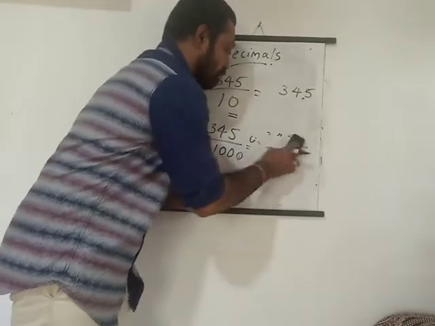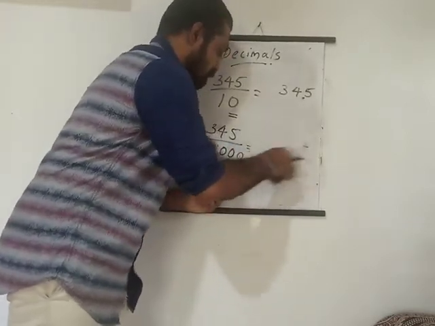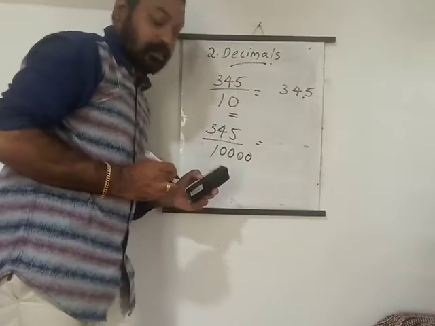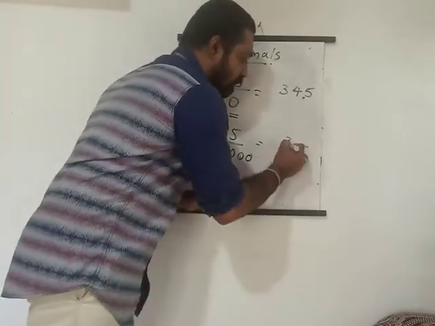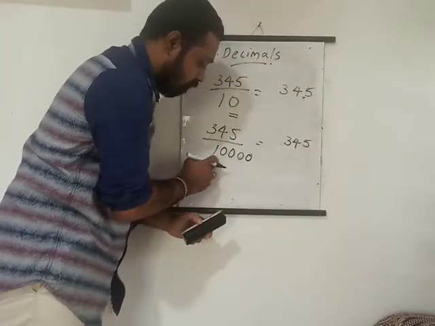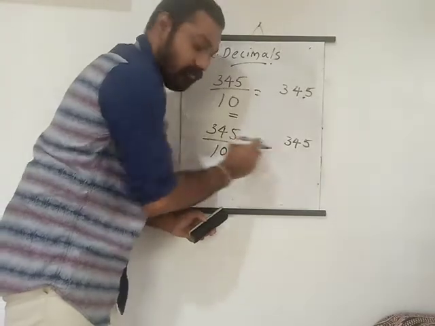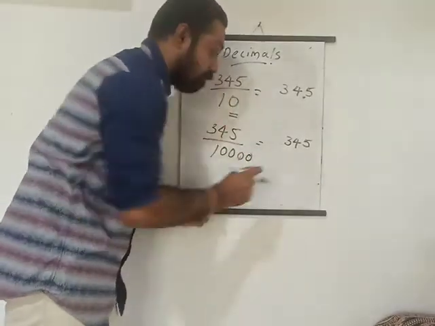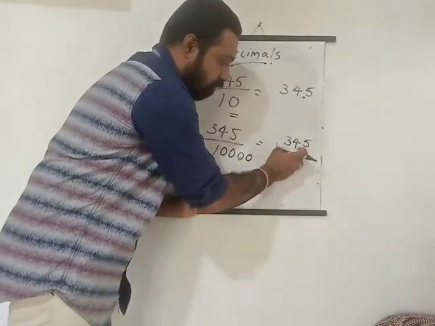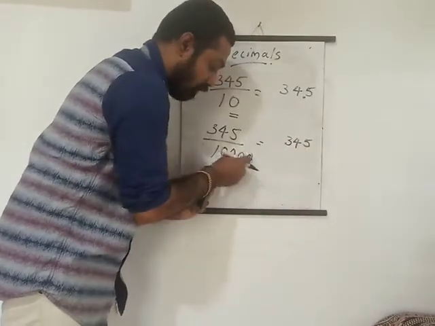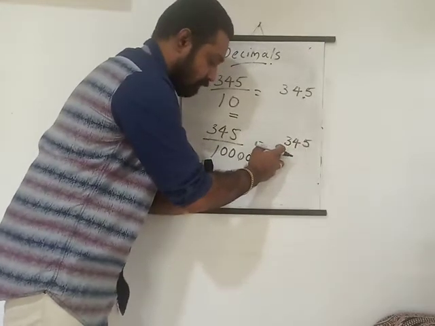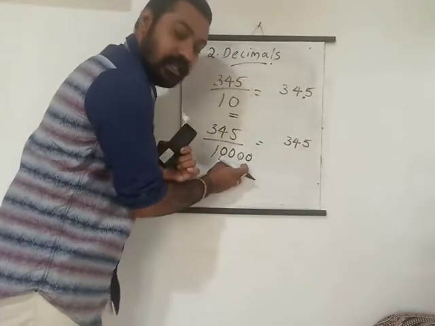Next one. That means if it becomes 10,000, how many zeros are here? You can see 4 zeros are here. We are having how many digit number? A 3-digit number. 1, 2, 3. So how many places do we need to move the point? 4, isn't it? So 1, 2, 3, then one more is remaining.